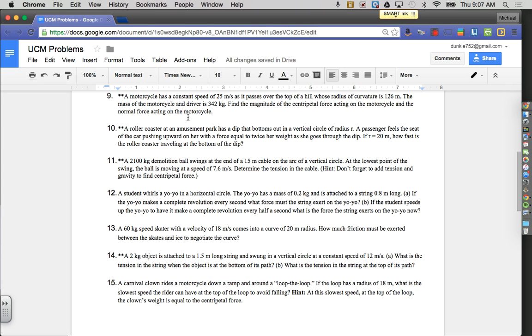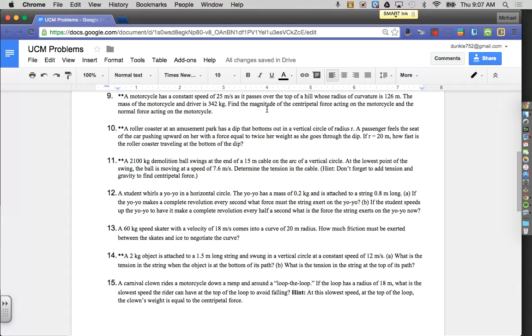We're going to take a look at numbers 9, 10, and 11 on the Uniform Circular Motion problem sheet. Number 9, a motorcycle has a constant speed of 25 meters per second as it passes over the top of a hill whose radius of curvature is 126 meters. The mass of the motorcycle and the driver is 342 kilograms.